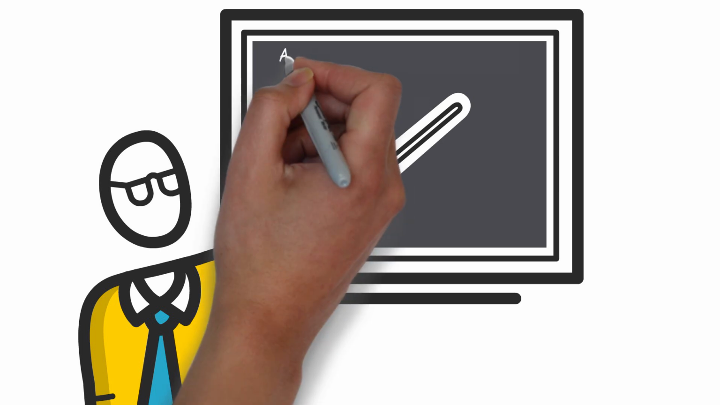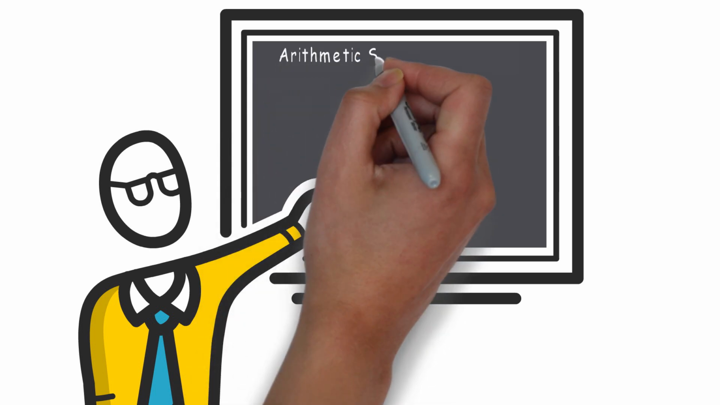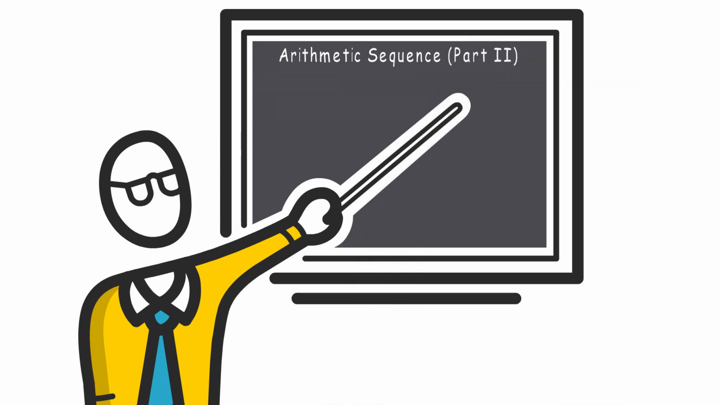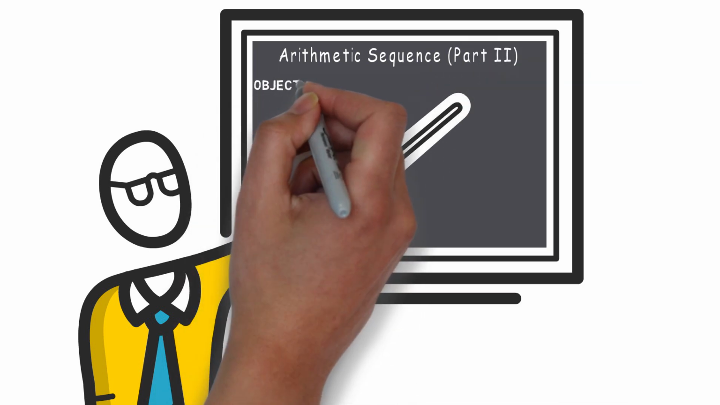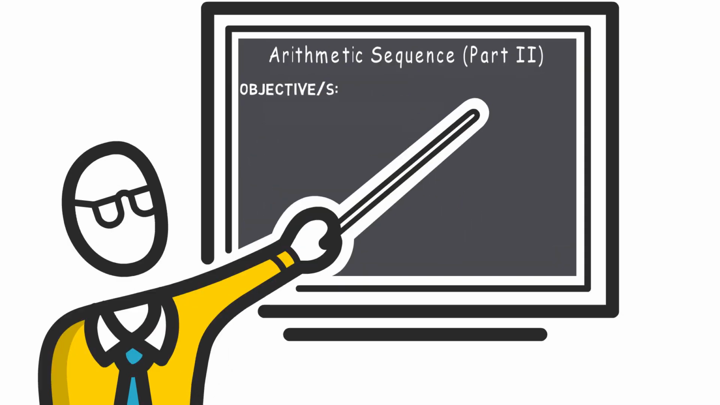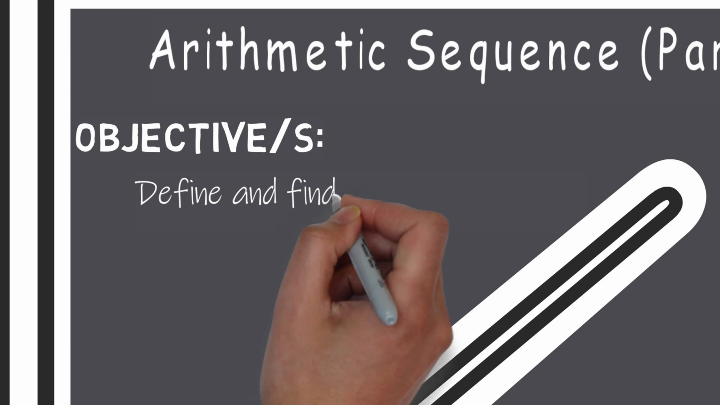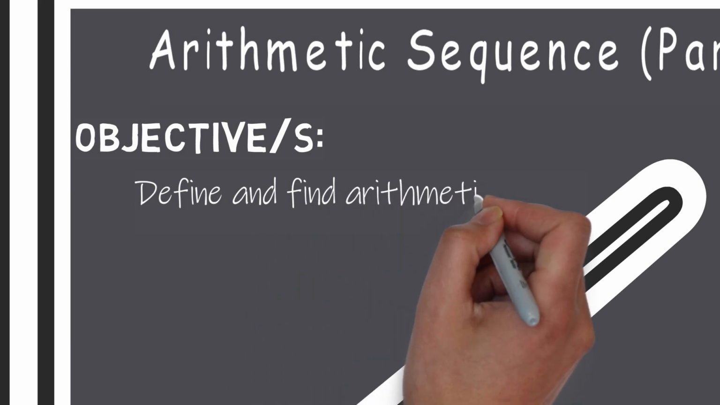And our topic for this video is all about arithmetic sequence. And this is the second part of our arithmetic sequence with its objective: define and find arithmetic means.